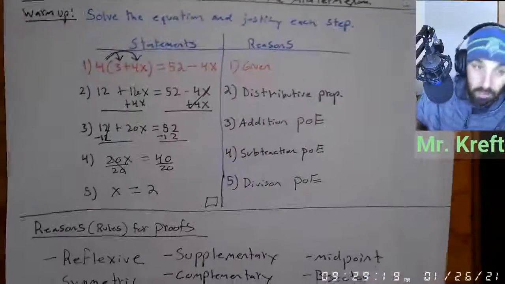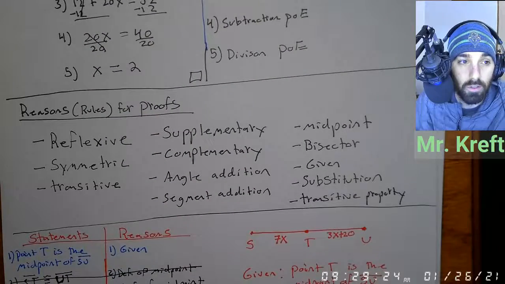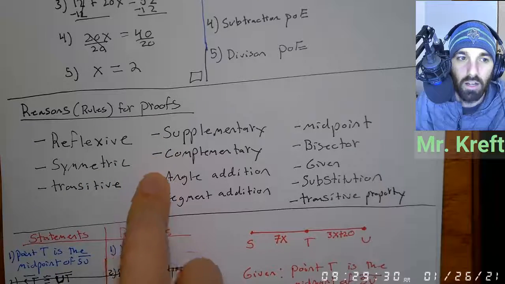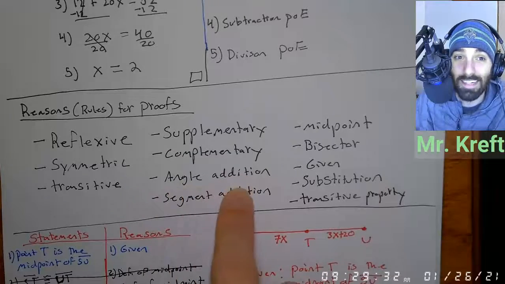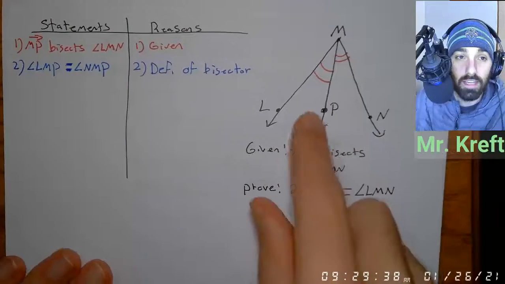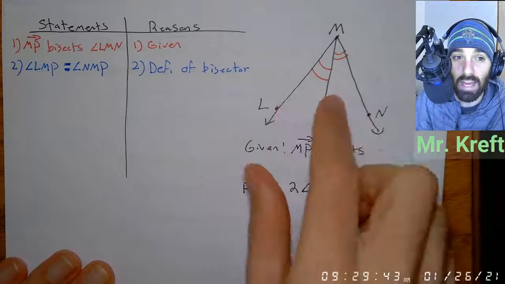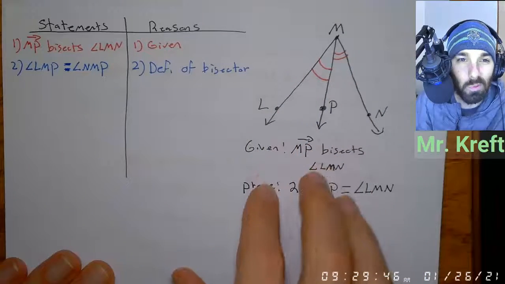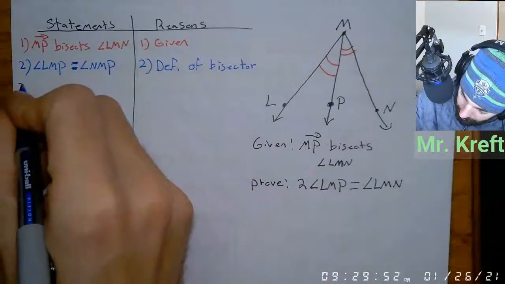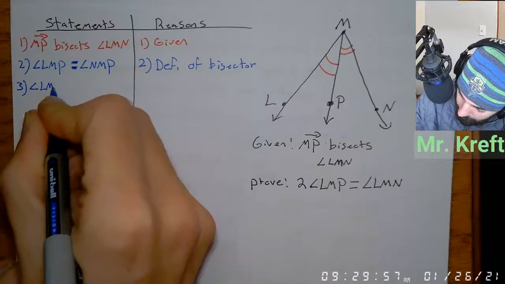Now, we wrote down all our reasons for proofs, right? So how can I get an equation in there? Right? So I'm like, no. Supplementary, well, we don't know what they add up to, right? Angle addition. So isn't that the bigger angle? So what does angle addition say? Angle addition says that if I have a big angle, then any smaller angles inside of it should add up to that bigger angle. Ooh, let's do that. So I'm going to have, let's see here, step 3. So my bigger angle, angle LMN.